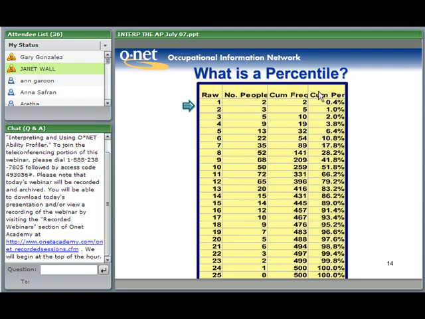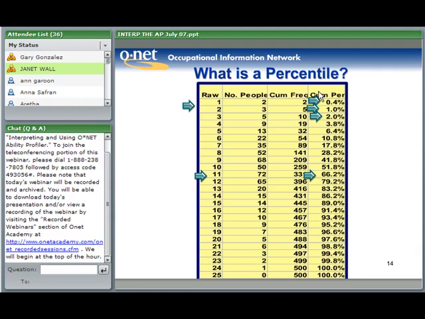Then what happens is we just take that and calculate a percent. So for the raw score of 1, it was 0.4% of individuals who obtained that score. For the raw score of 2, there was 1%. For the raw score of 3, there was 2%. Let's skip over to the raw score of 11, and we see that about 66% of individuals who got a raw score of 11, 66% of those people got a raw score of 11 or below.